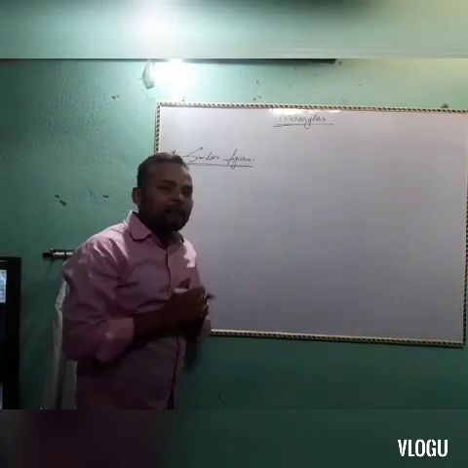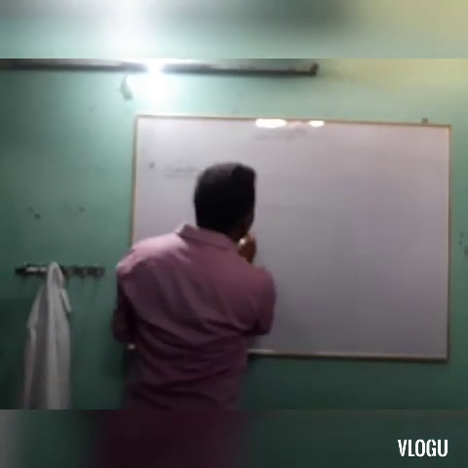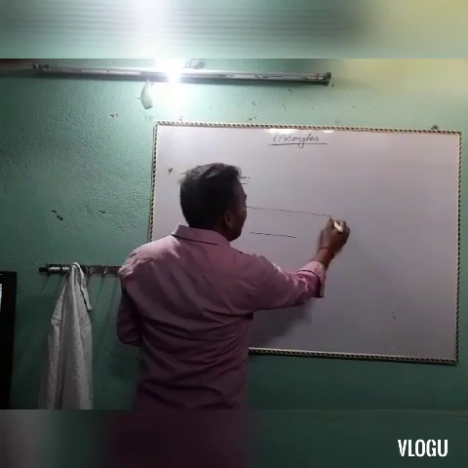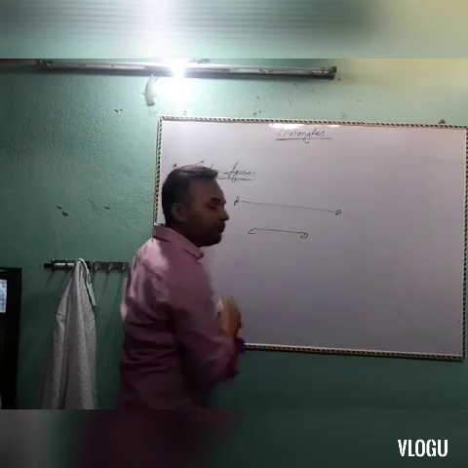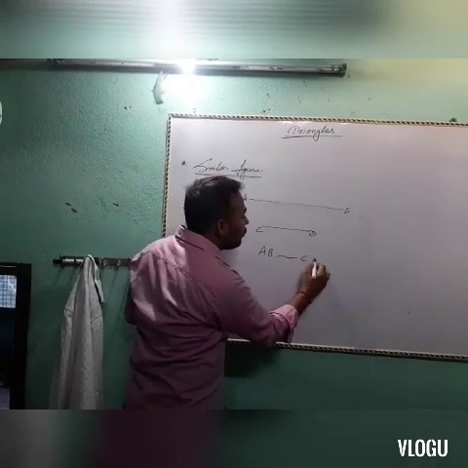Two line segments are similar. AB is the first line segment, CD is the second line segment. So we say that AB is similar to CD.